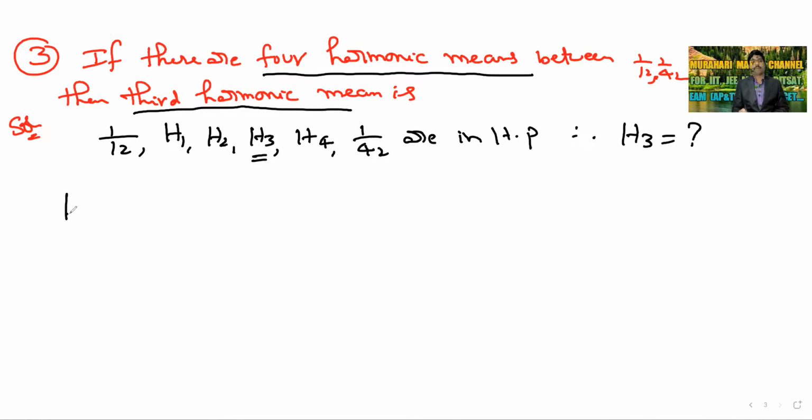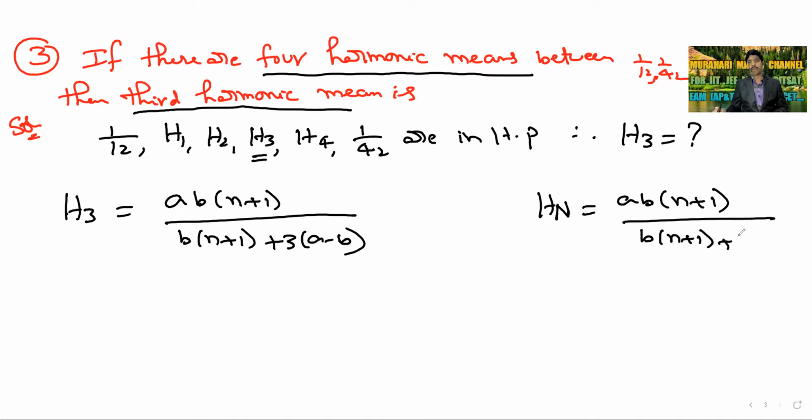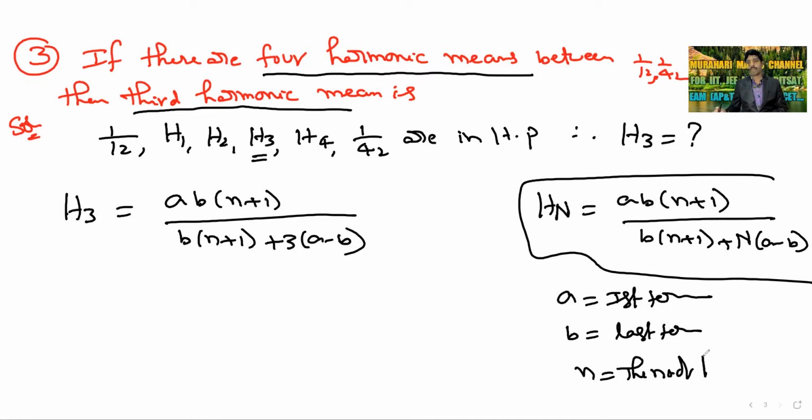H3 is equal to, we have one formula, the HN formula. HN is equal to AB(N+1) by B(N+1) plus N times (A minus B). This is the nth harmonic mean, where A is the first term, B is the last term, and N is the number of harmonic means.